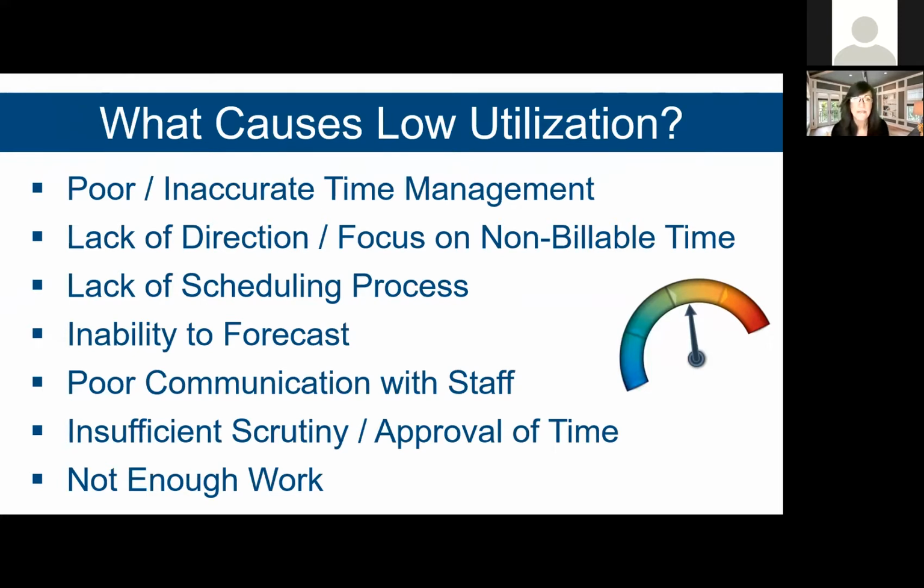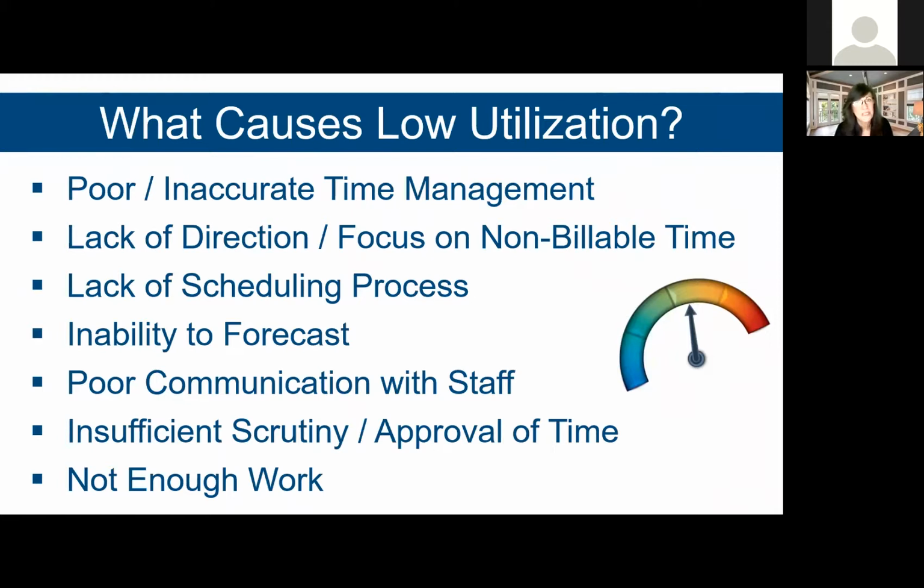Maybe they have a bit of a lack of direction and focus, especially on their non-billable time. So if they are going to be 60% utilized or even 70% utilized, what are they doing with the rest of that time? Now, some of it's going to be paid time off. They may be working on proposals. They may be doing other things. So we're going to talk about that some more. How do we maximize the use of the non-billable time so it still helps you bring more profit in the door?